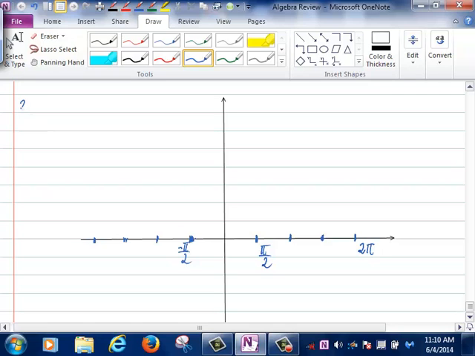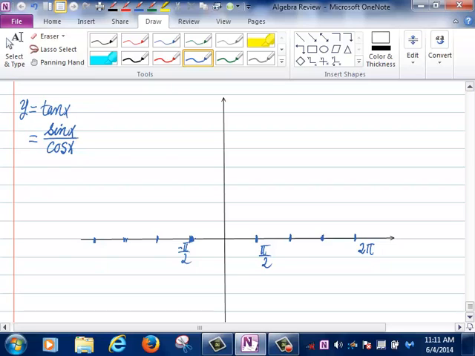Okay, now remember what tangent is. Tangent of x is the same as sine x divided by cosine x. Now, one thing you need to realize is that sine x and cosine x will never be 0 at the same time. Why? Because sine is 0 whenever the terminal side is on the x-axis, and cosine is 0 whenever the terminal side is on the y-axis. So they cannot be 0 at the same time.